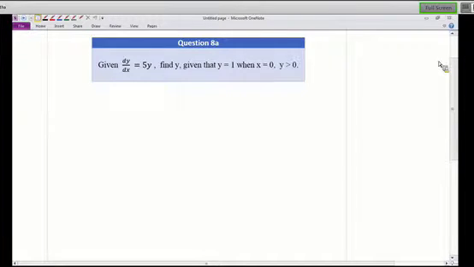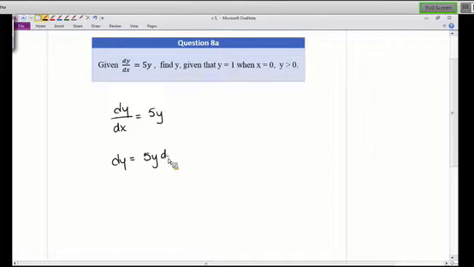Okay, so question 8A, we're given dy/dx is equal to 5y. Find y given that y is equal to 1 when x is equal to 0 and y is greater than 0. This problem involves separable differential equations. So first we want to cross multiply. Let me write out the problem: dy/dx equals 5y. When we cross multiply, we get dy is equal to 5y dx.